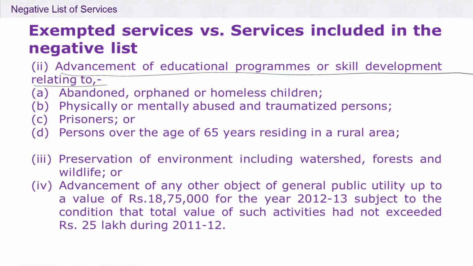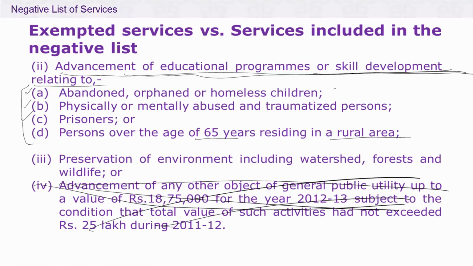Advancement of educational programs or skill development relating to abandoned or orphaned homeless children, physically or mentally abused, traumatized persons, prisoners, persons over the age of 65 years residing in a rural area, above 65 years and also residing in a rural area. If these 4 categories ABCD, if there is any service relating to advancement of educational program or skill development, you are improving their skill, and with the help of their skill they will be able to make a living. So this is also exempt.